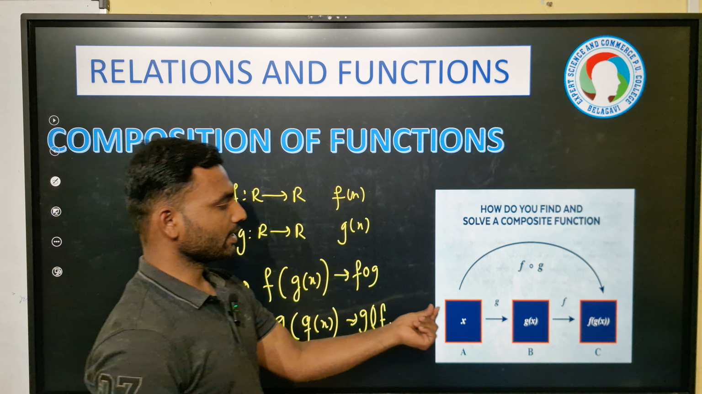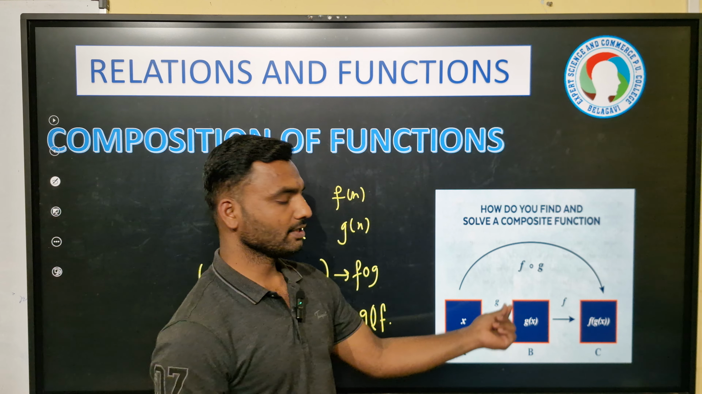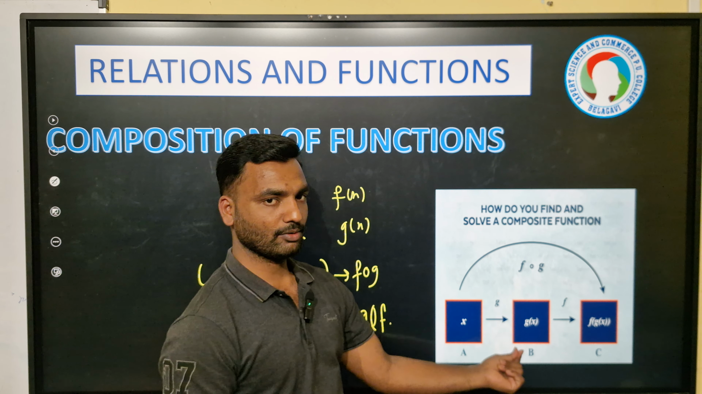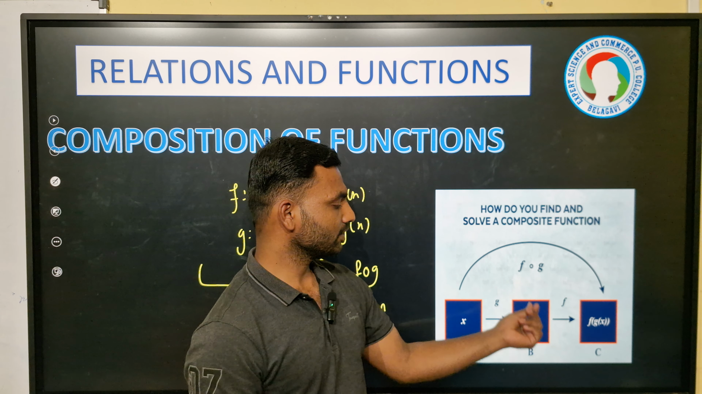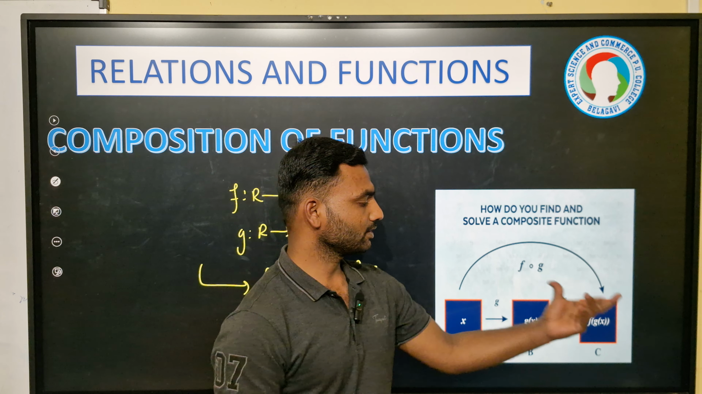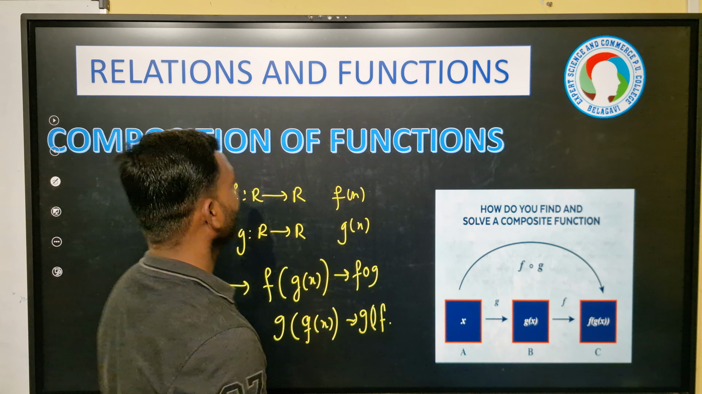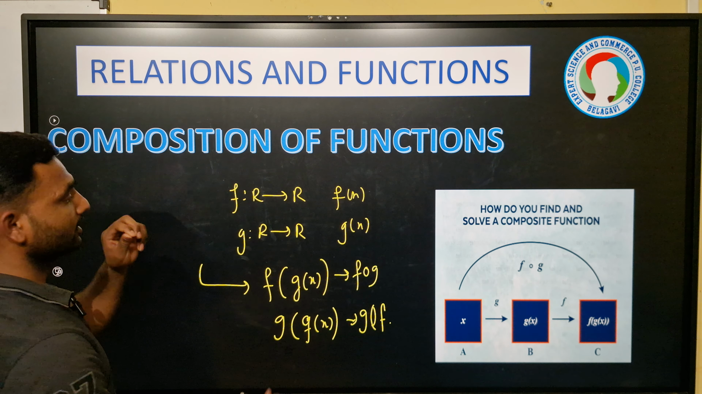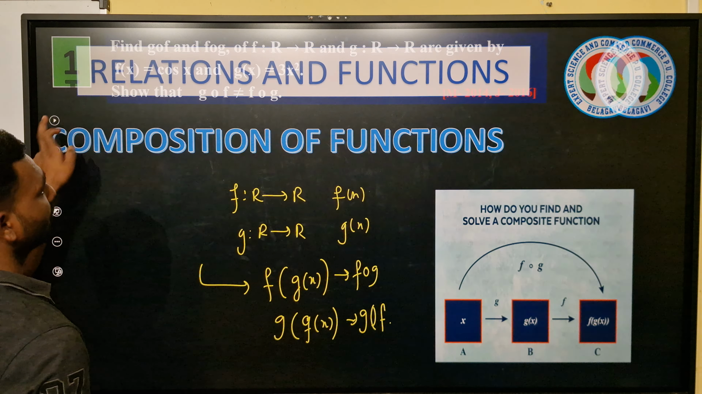Clear? So here x is there, you apply g, that is g of x, and then you will get the g of x function. So you apply g of x and then f, and that is nothing but f of g of x. So one by one we are discussing examples based on the composition of functions.